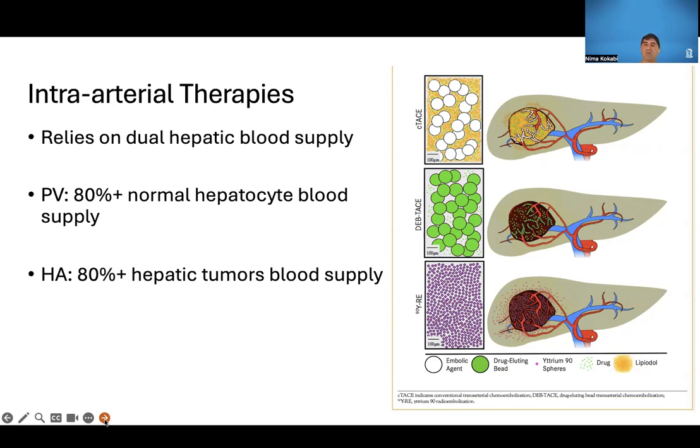There are 3 main intra-arterial therapies that are out there: conventional chemoembolization, drug-eluting beads chemoembolization, and Y90 radioembolization. The concept behind intra-arterial therapies in the liver, and specifically for liver tumors, is that the tumors receive about 80% of their blood supply through hepatic arteries, whereas normal liver receives about 80% of its blood supply through the portal vein. So you can embolize hepatic arteries generally without any significant toxicity to the liver.